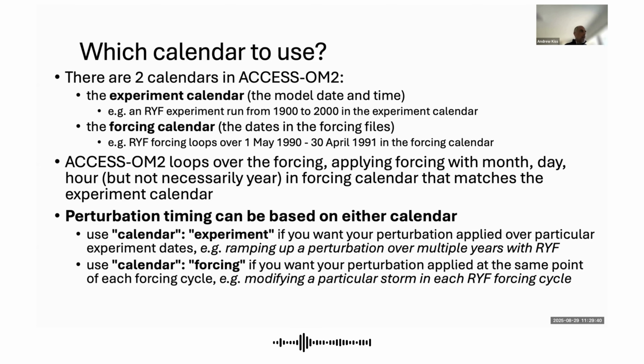And so your perturbation can be based on either of those. All right. So if you want to do something like ramp up a perturbation in some way over 20 years with an RYF experiment, then you want to use the experiment calendar to do that. Whereas if you want to do something in the same way each forcing cycle, so in RYF, if you want to perturb some particular spot at some particular time in the same way each cycle, you should use the calendar forcing. That's basically what that means.